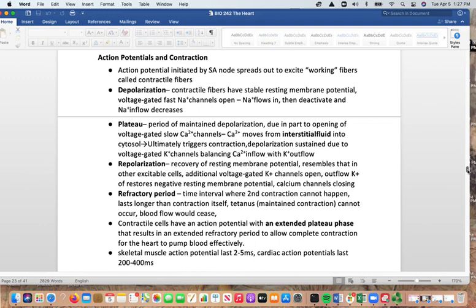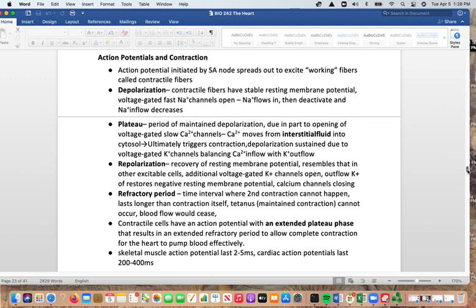The next stage is repolarization. Here you're going to have recovery of the resting membrane potential. So this is similar to what other excitable cells do. The additional voltage-gated potassium channels are going to open. You'll have outflow of potassium to restore the negative resting membrane potential, and the calcium channels close.